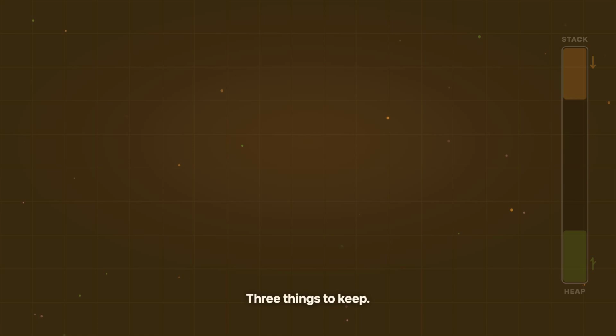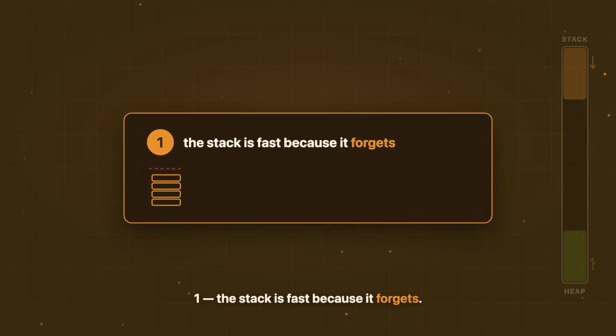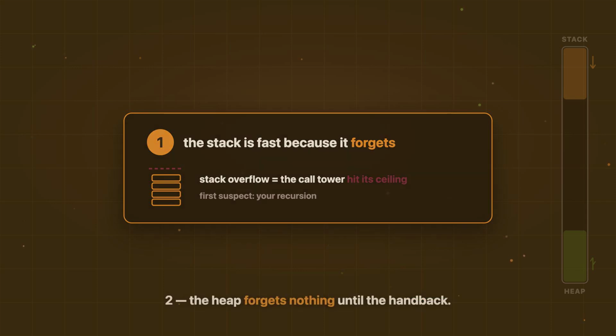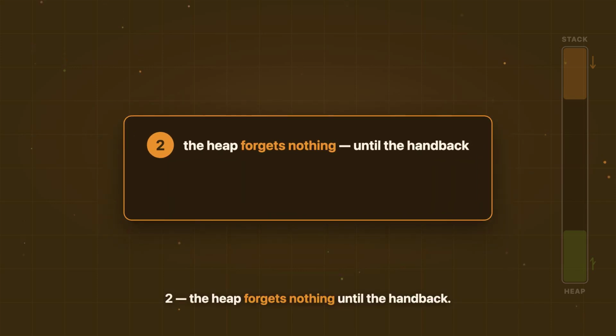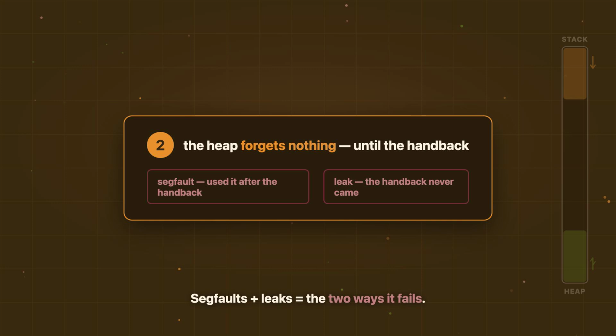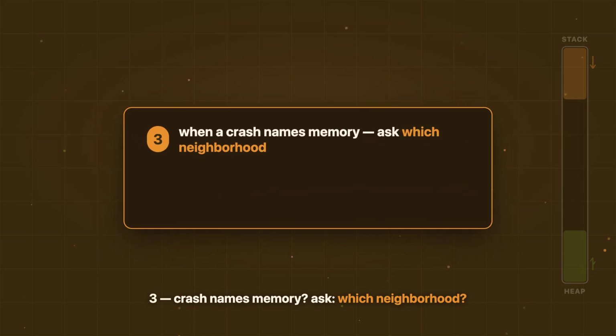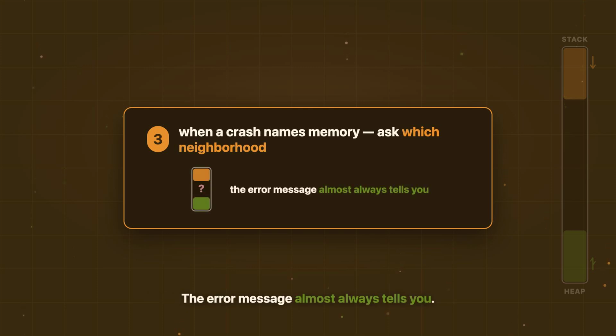3 things to keep. 1. The stack is automatic and fast because it forgets everything on return. Stack overflow means the call tower hit its ceiling. Look at your recursion. 2. The heap is powerful because it forgets nothing until someone gives the memory back. Segfaults and leaks are the 2 ways that handoff fails. 3. When a crash names memory, ask one question first. Which neighborhood? The error message almost always tells you.